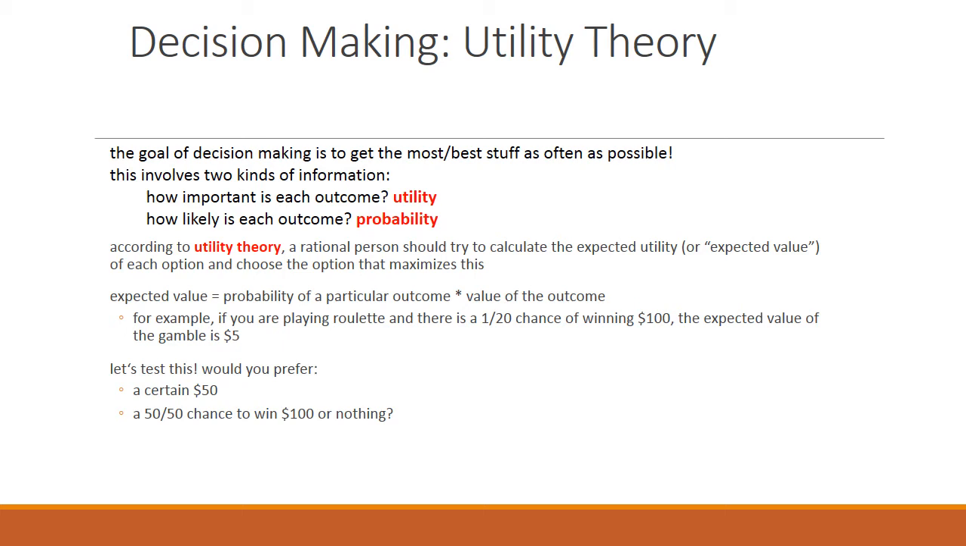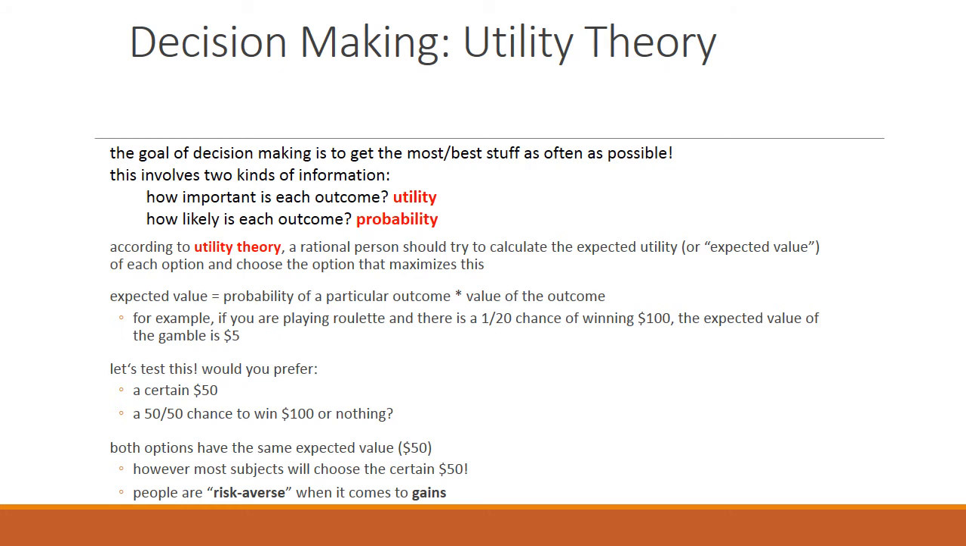We can show this in various situations in the lab. For example, would you prefer a certain $50 or a 50% chance of winning $100 or nothing? Both options have the same expected value, $50. In the first option, it's 100% times the $50, and then 50% times the $100. Each expected value is $50, but it seems like people are being influenced not only by this expected utility. Most people choose the certain $50. What this shows us is that we have these subjective factors that are also playing in. So people are risk averse when it comes to gains.